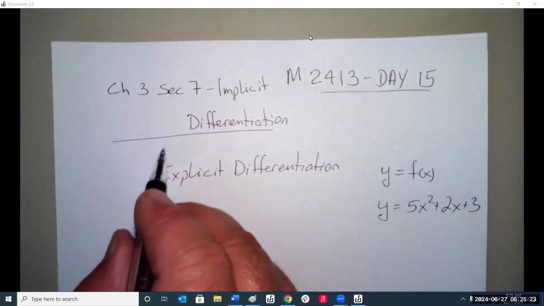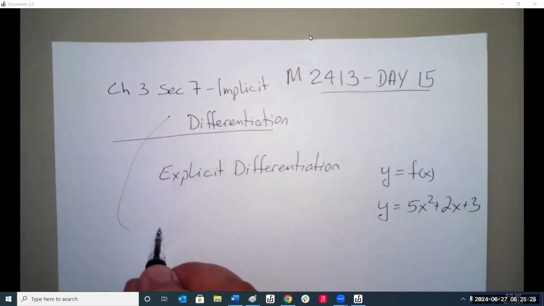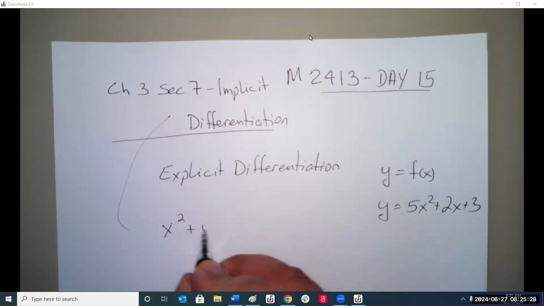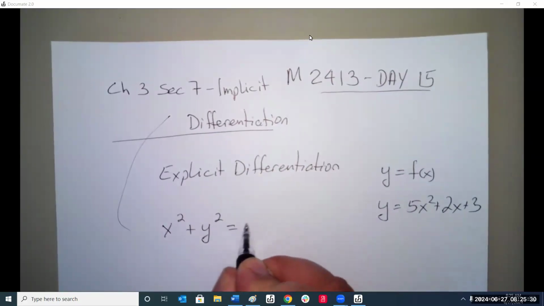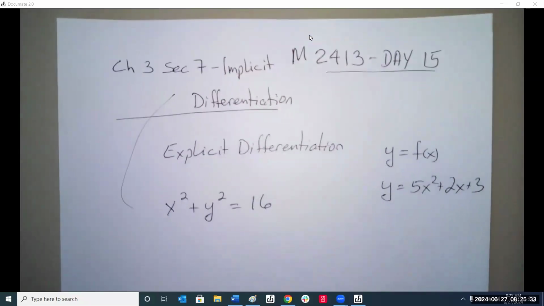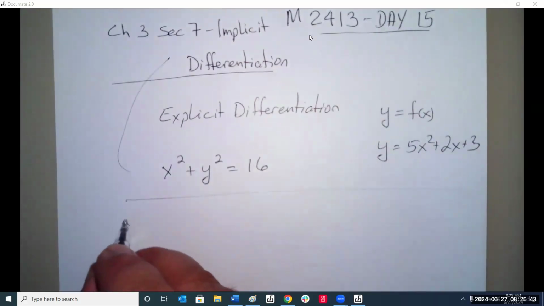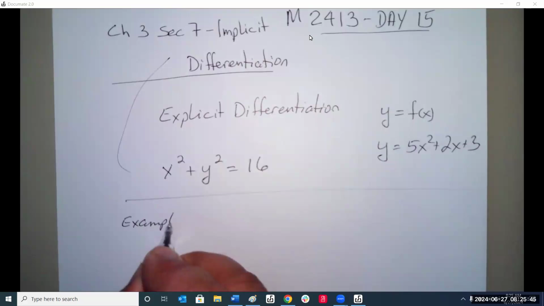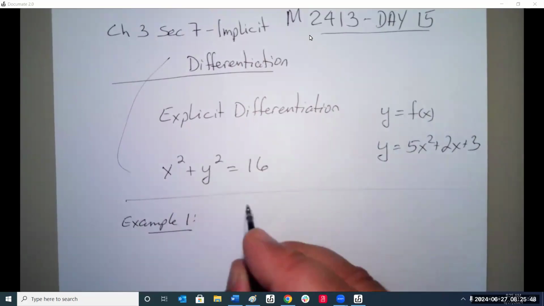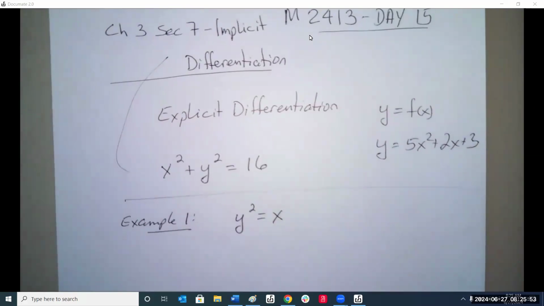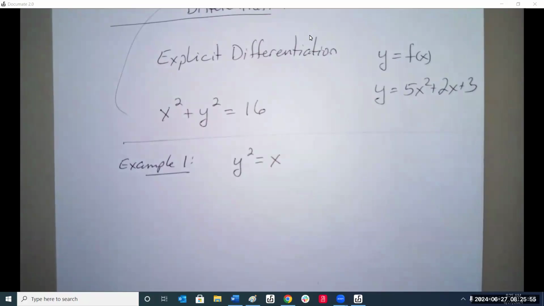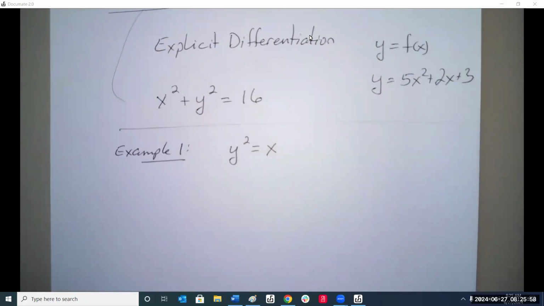Now, implicit differentiation looks at functions where x and y are on the same side. And we'll do one like this in a second, where you don't bother solving for y. For example, like example 1 says, y squared equal to x.